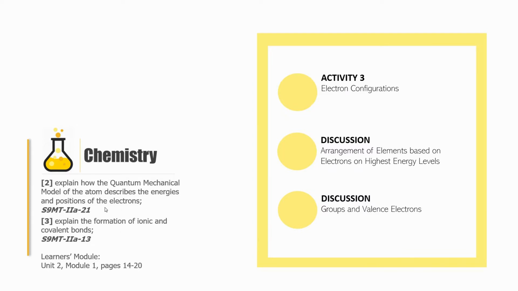So we're going to start describing how the process is done. If you want to follow through with some kind of reading material, you can get your learner's module, open them in Unit 2, Module 1, pages 14 to 20. And so let's start.